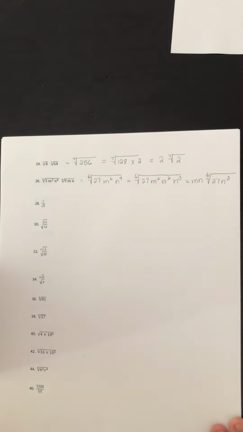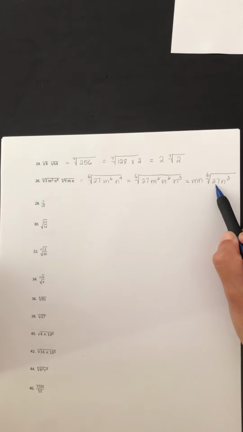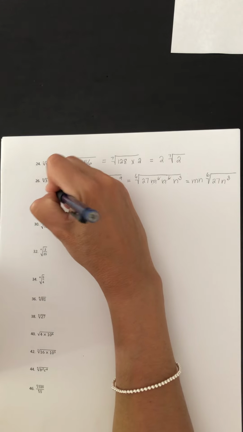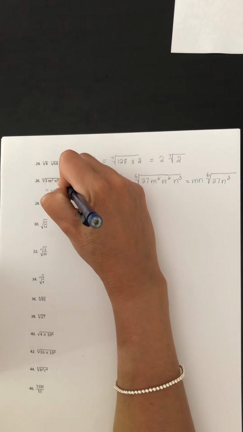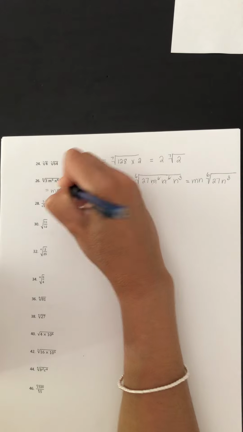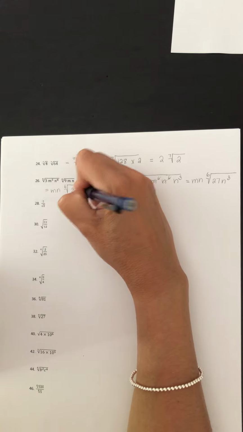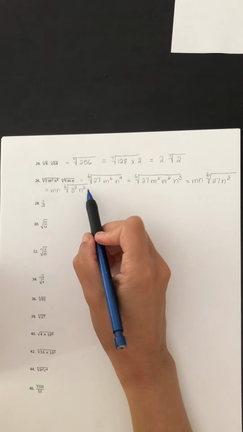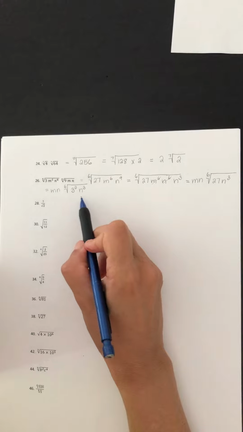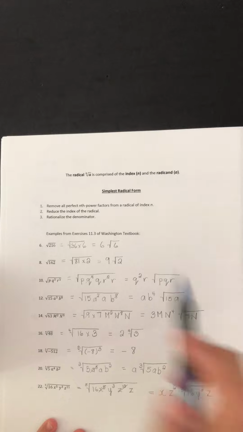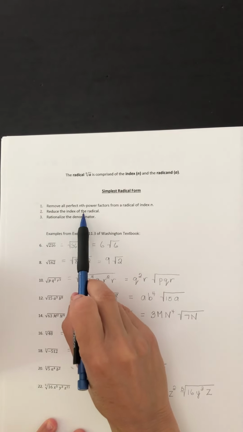But now we're going to do something new. It's based on the fact that 27 is 3 cubed. So let's rewrite that. So we have now the 6th root of 3 cubed n cubed. And that is going to allow us to change this radical. And it's the first time we're going to do this, reduce the index of the radical.